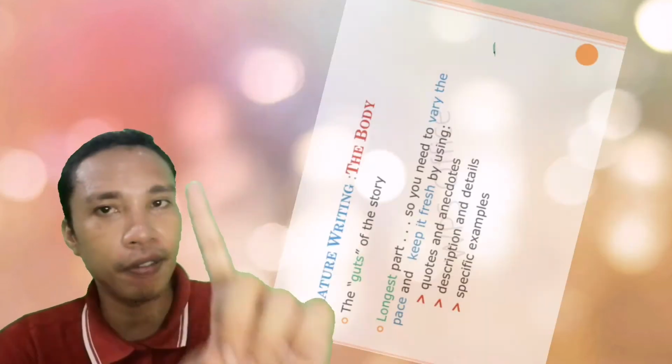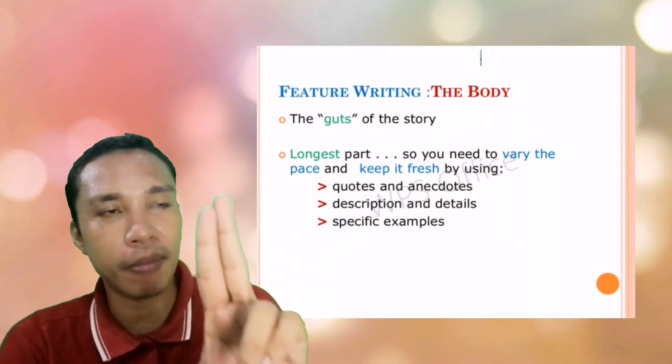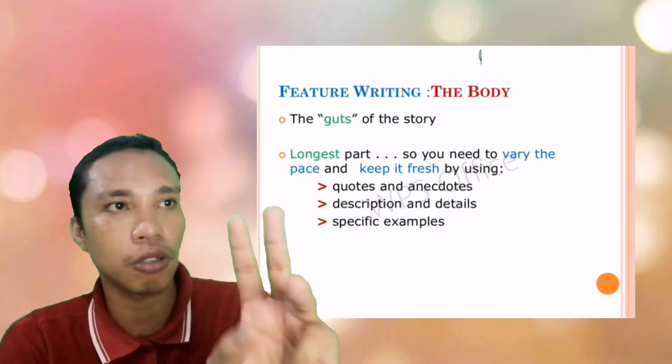Now we're done with the lead. Now we're going to talk about the body. So we have three structures of a feature story. First, we have the lead. Next, we have the body, and lastly is the end. So let's talk about the body.